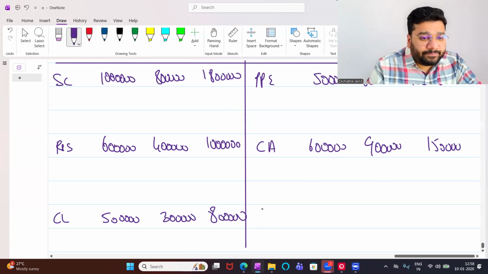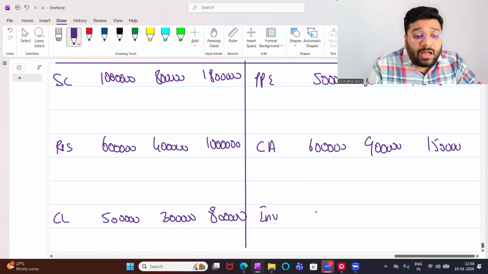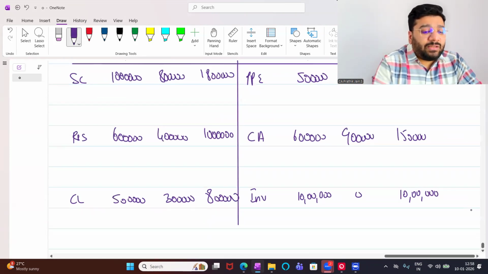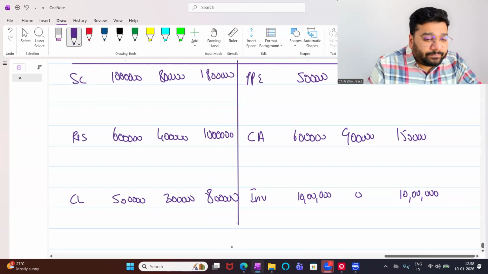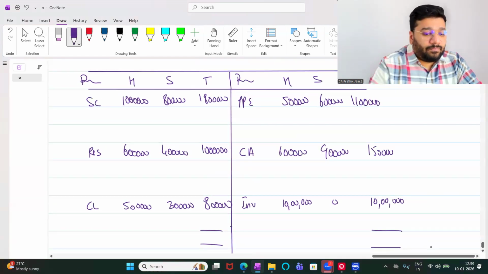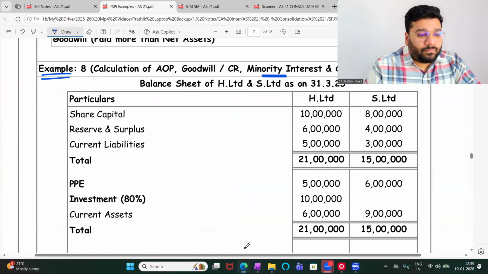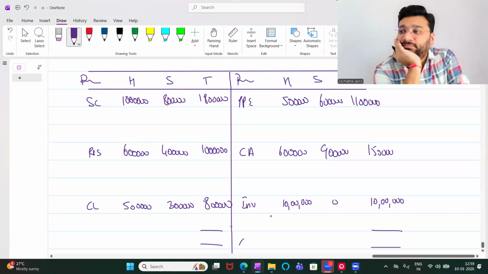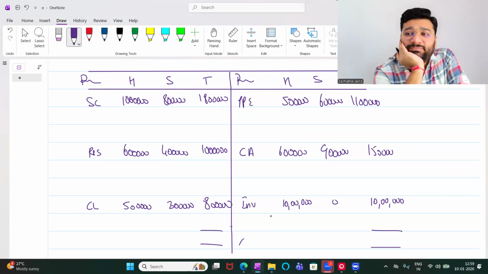Investment is there in H Limited. How much? 10 lakh. Nothing in S. Total how much? 10 lakhs. Now tell me balance sheet matching, not matching. Matching, not matching. It has to match.